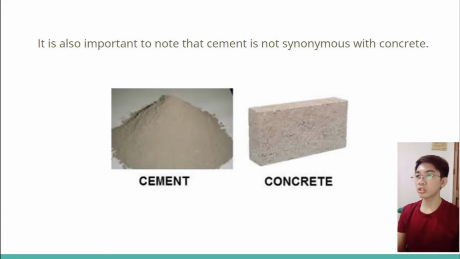It is also important to note that cement is not synonymous with concrete.